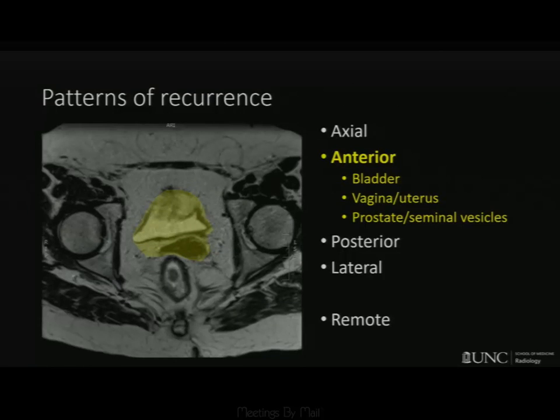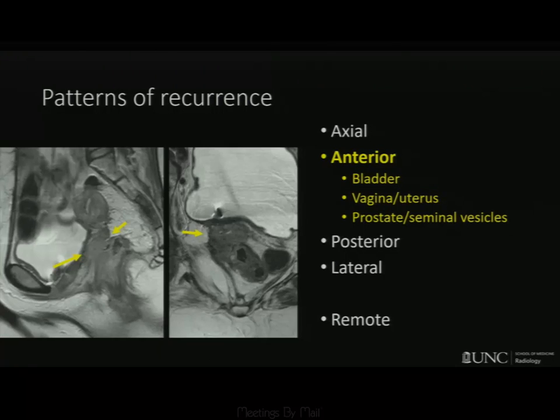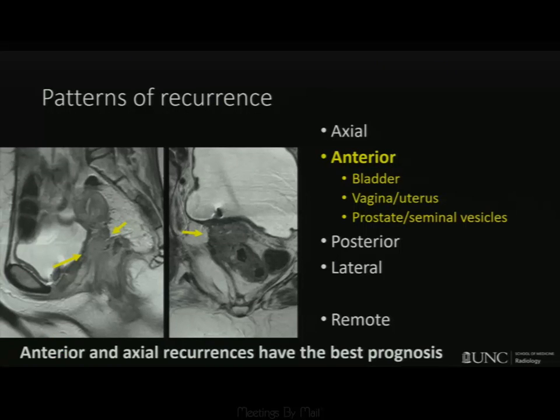So the anterior recurrence is invasion of the bladder or the reproductive organs. Here we have a case where you have tumor extending anteriorly to contact the posterior wall of the vagina and the posterior cervix. In men, it would involve, obviously, the prostate and seminal vesicles. And the reason why it's important to differentiate these is axial and anterior recurrences usually have better surgical outcomes. These are usually easier to resect, so you do want to identify these.